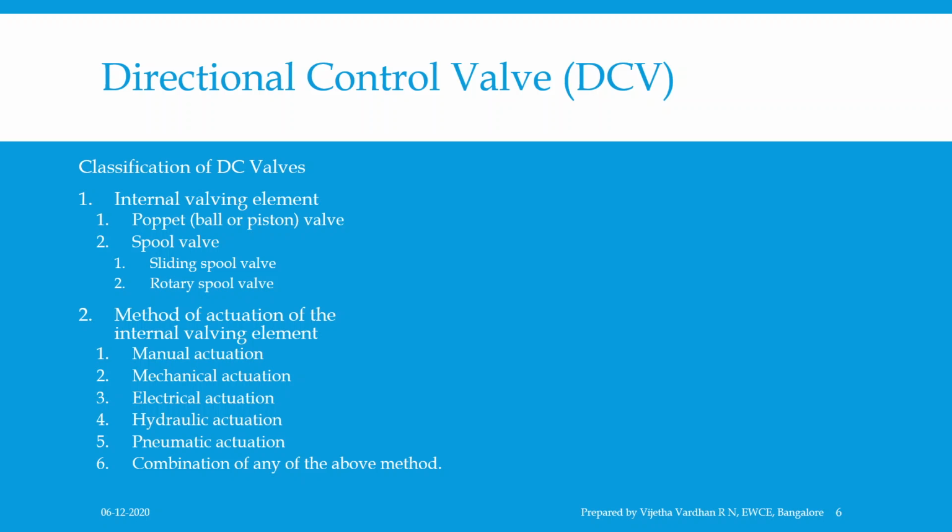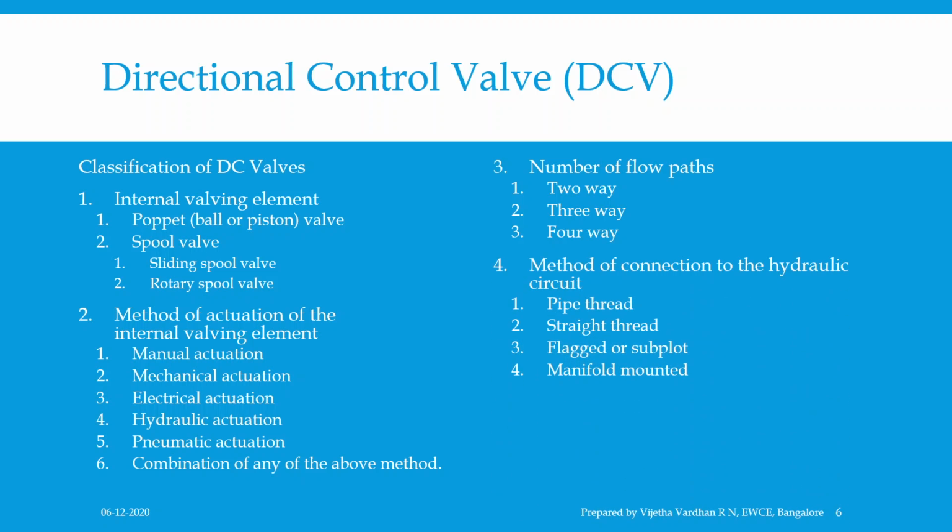And the second method of actuation, we can call it manual, mechanical, electrical, hydraulic, or pneumatic actuation, or it could be a combination of any of the methods. Then coming to the third type, number of paths based on the flow, either it could be two-way, three-way, or four-way, etc. Then method of connection of the hydraulic circuit, it could be a pipe thread, straight thread, a flanged or manifold mounted, and the other parameter is called the size.